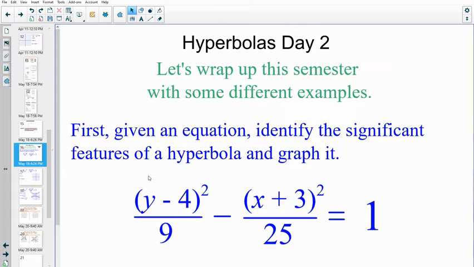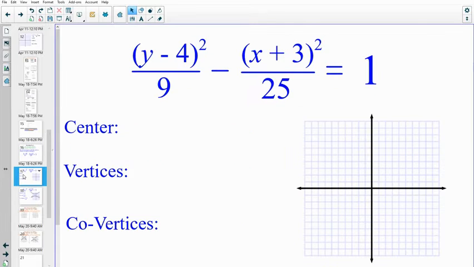The first one I want to take a look at is if I give you an equation as shown here, y minus 4 squared over 9 minus x plus 3 squared over 25 equals 1. How do we go about finding the different significant properties, and then, of course, drawing the graph? So starting with the center of this hyperbola, we know that unlike ellipses, the x and y terms can come in different orders. So we have to be careful about this.